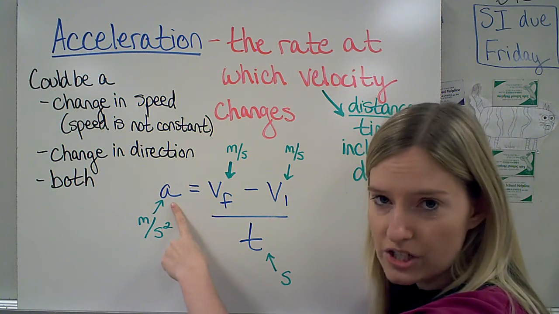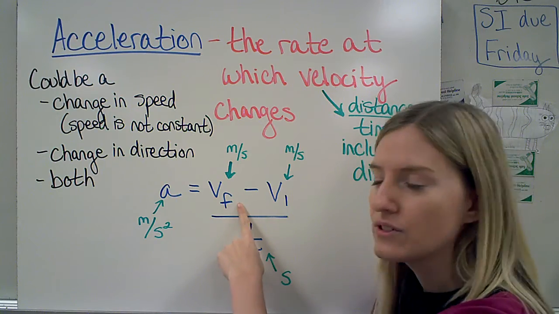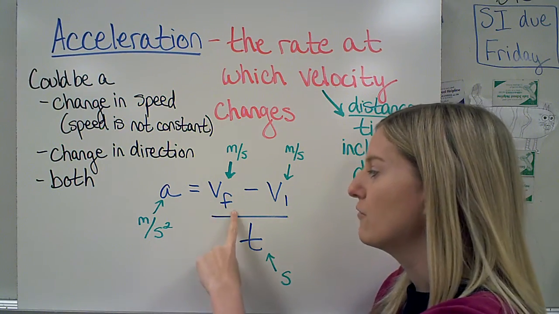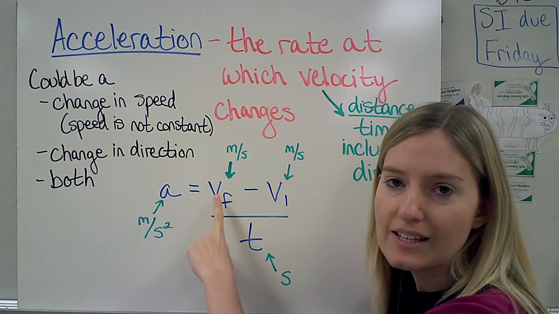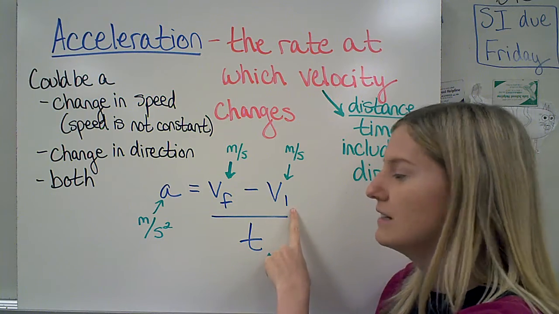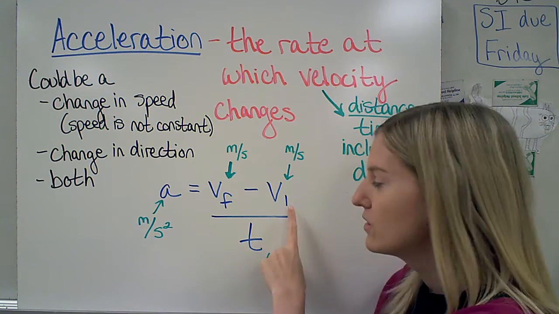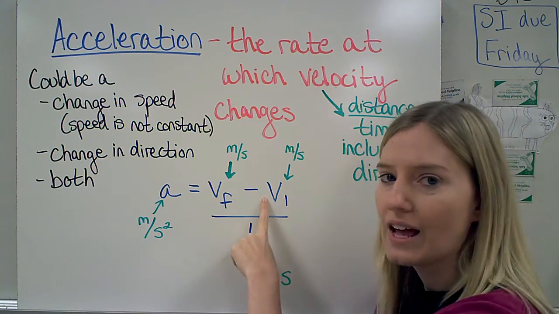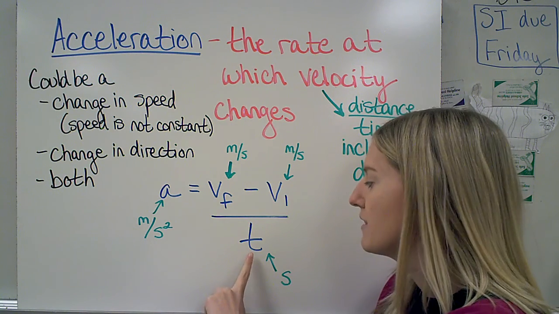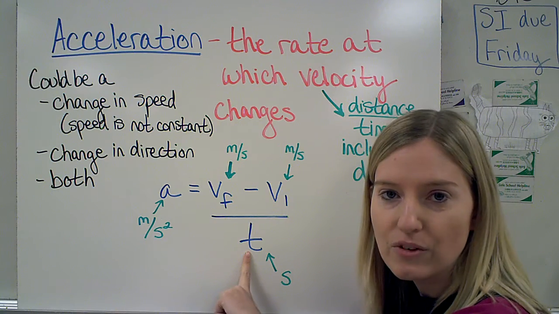A is for acceleration. VF, so the F here is a subscript, that is my final velocity. So the velocity at the end of whatever scenario we are given. VI, I is for initial. So this is my initial velocity, or the velocity at the beginning of my situation. At the bottom I have T, which is going to be for time.